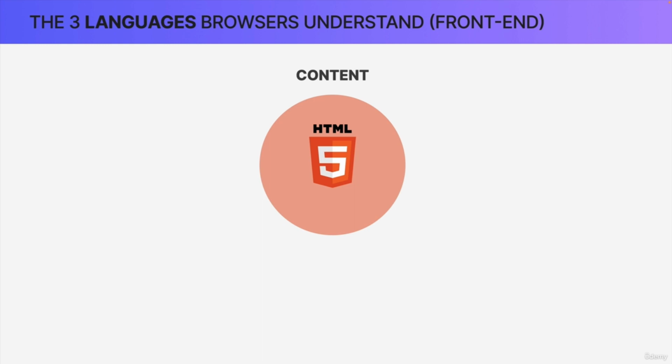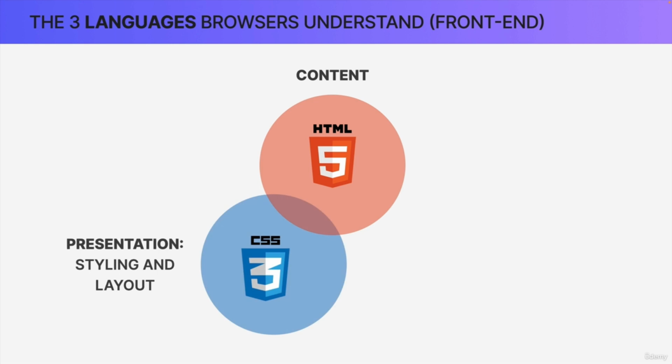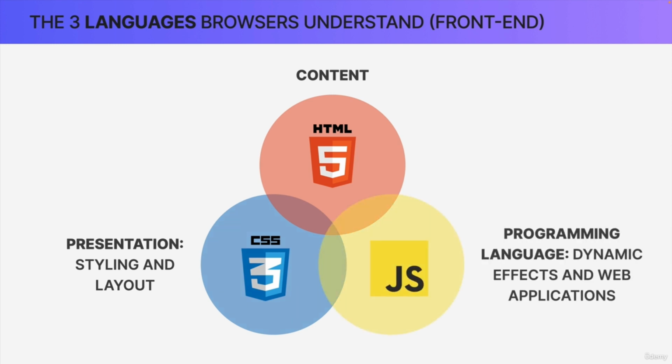So all that content is always written in HTML. Then we have CSS, which is responsible for the presentation of that content. So basically for styling and for laying out the elements on a web page in a logical way. And finally, we have JavaScript, which is the actual programming language of the front end.